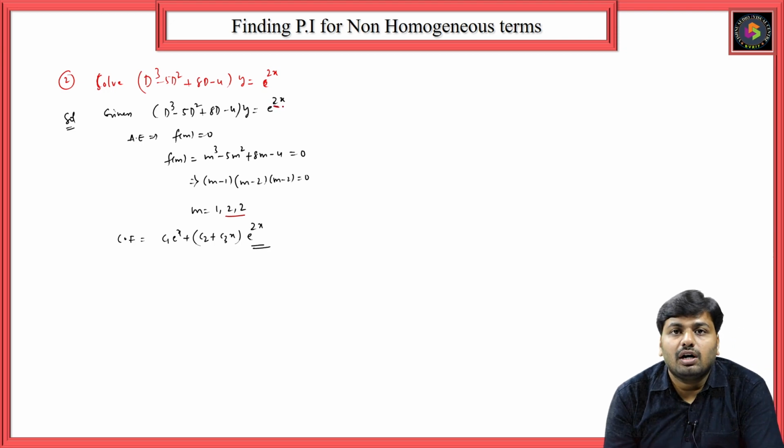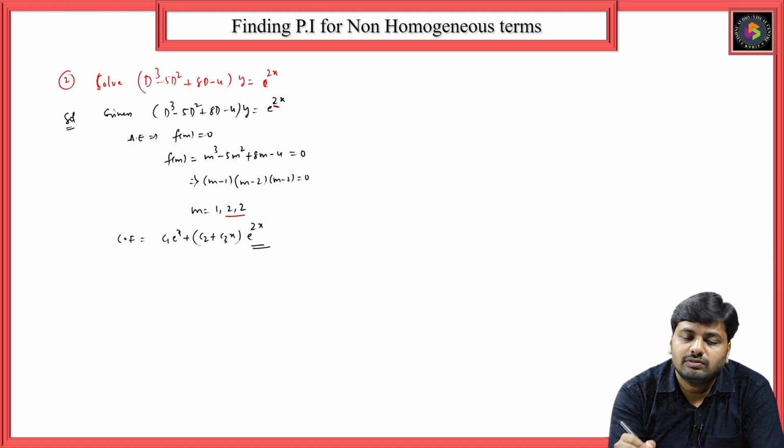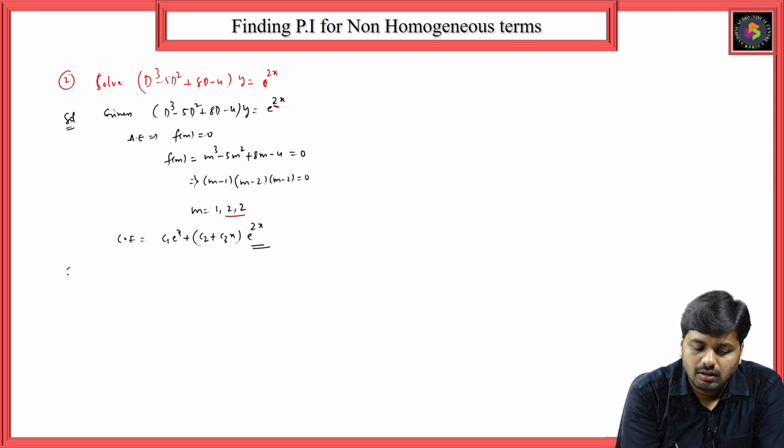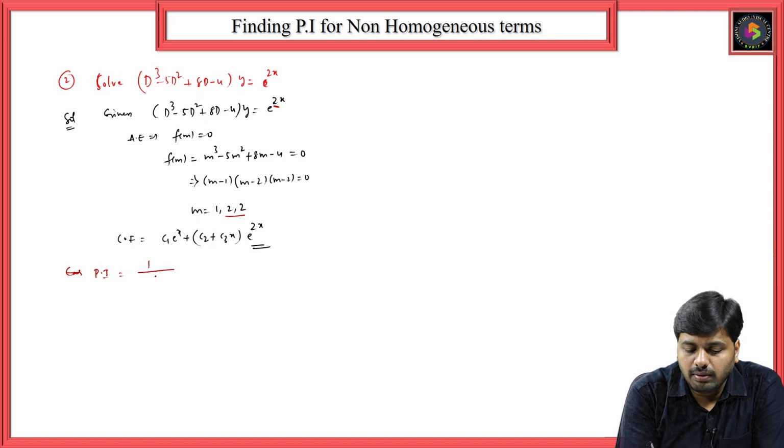So the right hand side Q of x term is e power 2x. Actually, we are given that e power 2x, that 2 will be matched with the roots. Therefore, we'll get the second case. In this case, the particular integral will be 1 by f of D, e power 2x.